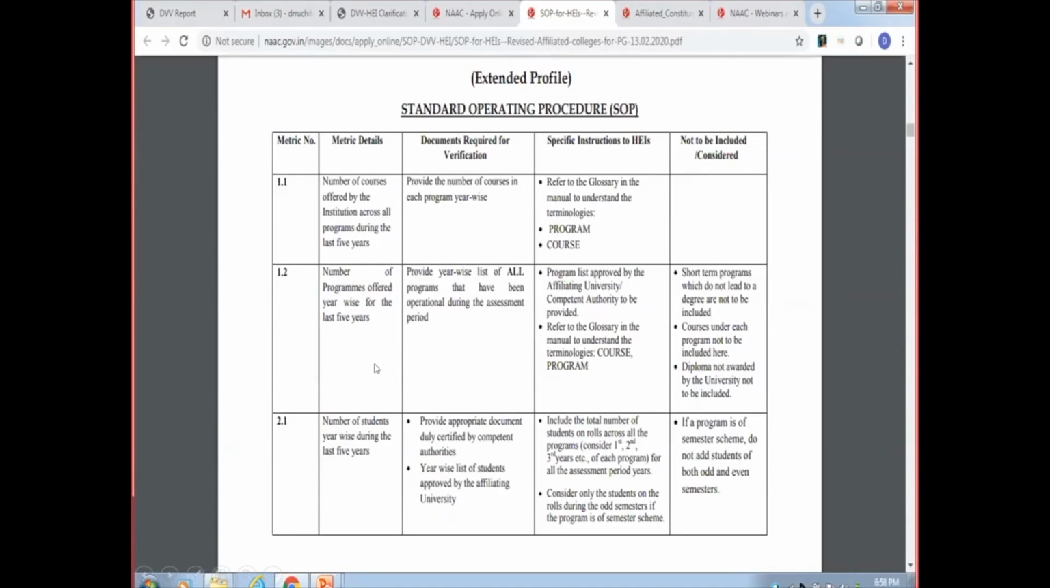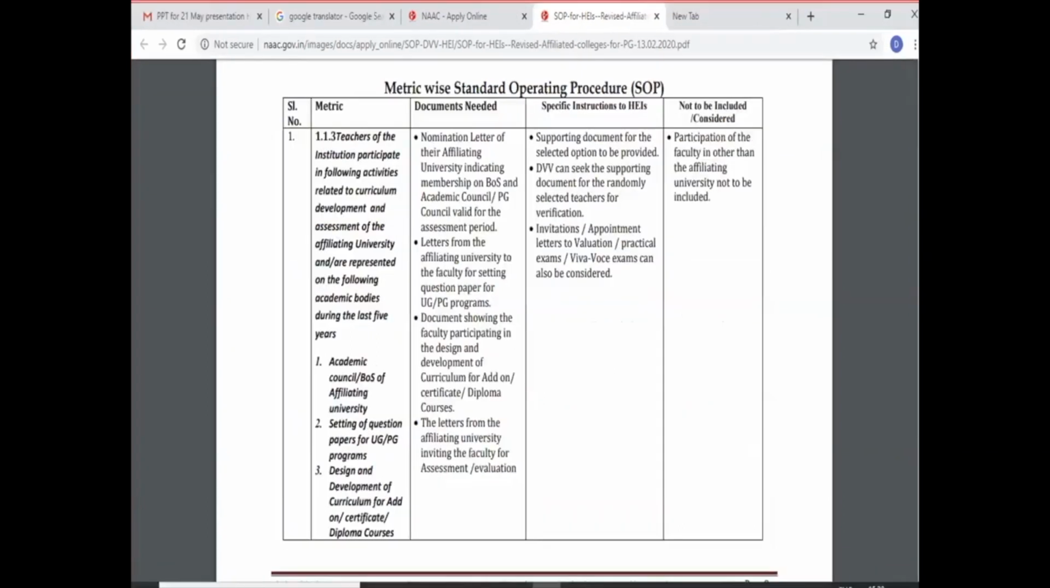Same way, for each extended profile and each quantitative metric, we have meticulously written what has to be given, in which form it has to be, and what needs to be avoided. If you see the metrics out here, we're asking what sort of documents we need, what specific instruction there is for the HEI, and what needs not to be included. All these are also available on the NAAC website. This screenshot was kept for a better understanding.